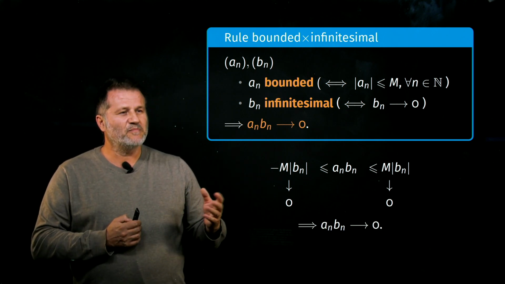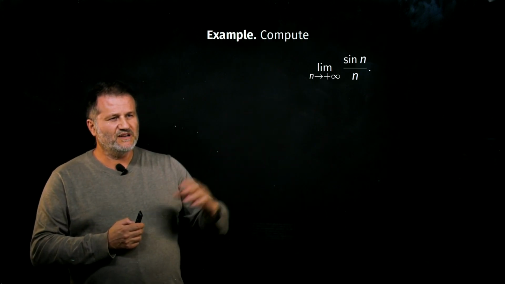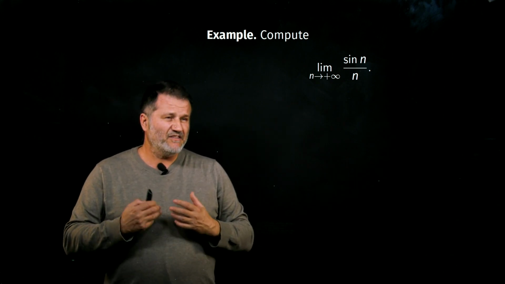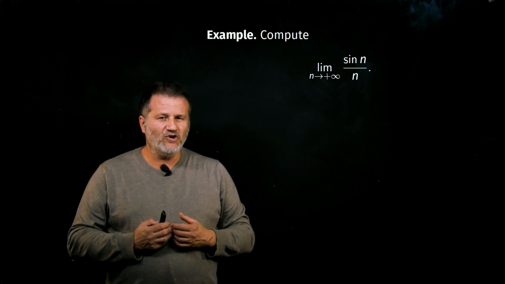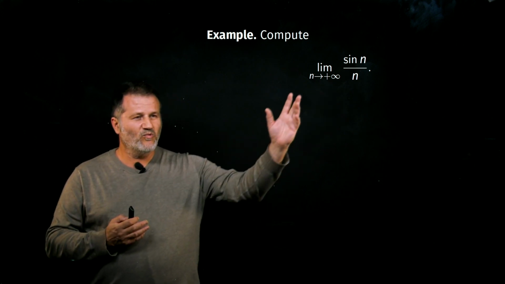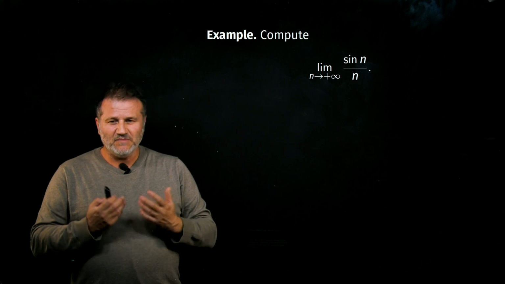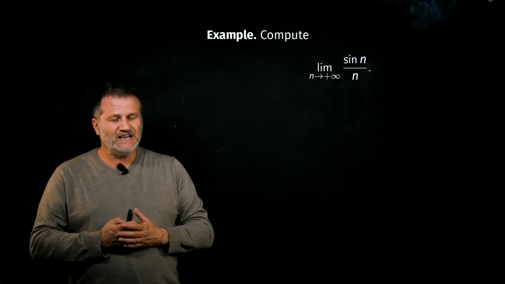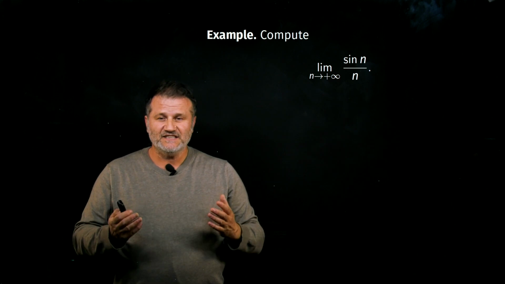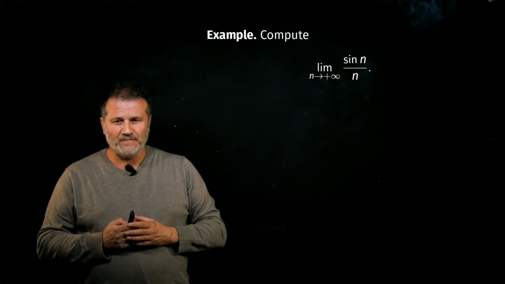You can see a simple application of this rule on this example. We want to compute the limit when n goes to plus infinity of sine n over n. The behavior of sine n can be really very complicated, but we can see this as a product: 1 over n times sine of n. Sine of n is bounded because the absolute value of sine is always less or equal than 1, and 1 over n is infinitesimal. It goes to 0, so this limit is just 0.